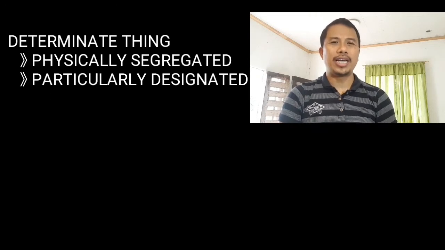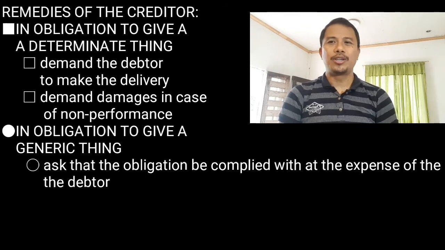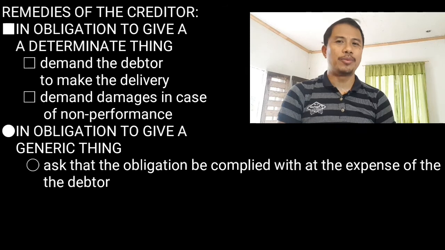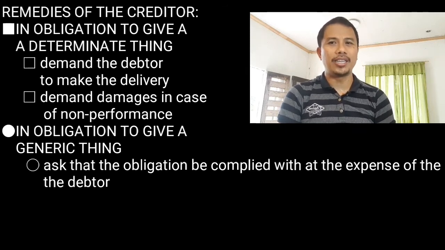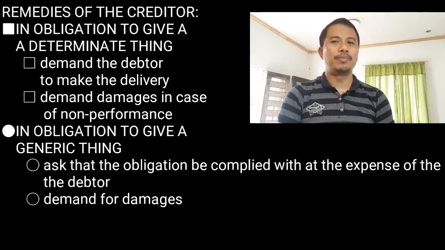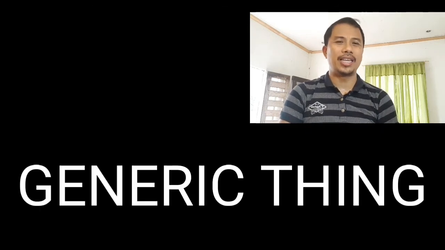So, because I did not deliver my only car, I will be liable for damages if I did not deliver it. Second, the creditor may ask that the obligation be complied with at the expense of the debtor if he fails to deliver the thing, and demand damages if the obligation is to deliver a generic thing. A generic thing is a thing that is not physically segregated, not particularly designated from the rest of its class.